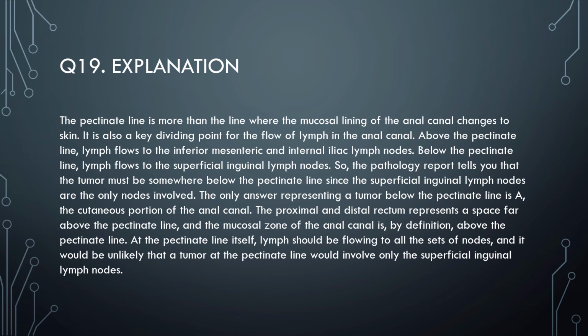Cutaneous portion of the anal canal. Proximal and distal rectum represent a space far above the pectinate line, and the mucosal zone of the anal canal is by definition above the pectinate line. At the pectinate line itself, lymph should be flowing to all the sets of nodes, and it would be unlikely that a tumor at the pectinate line would involve only the superficial inguinal lymph nodes.